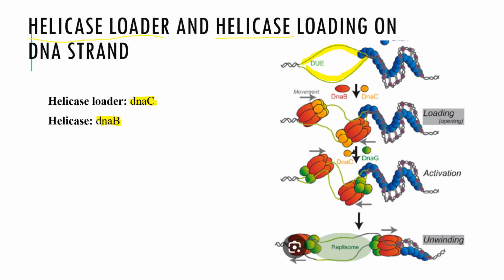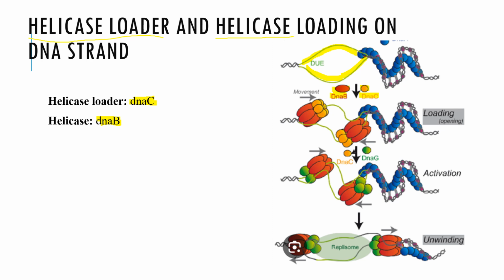As you can see in this diagram, the helicase loader is DNA C and the helicase is DNA B. So DNA B is the helicase and the loading of helicase is required. You can assume why the helicase loader is required. The helicase loader is required because the helicase does not know the location where it should be on the DNA strand. So in that case, DNA C, the helicase loader, guides helicase on the DNA strand.